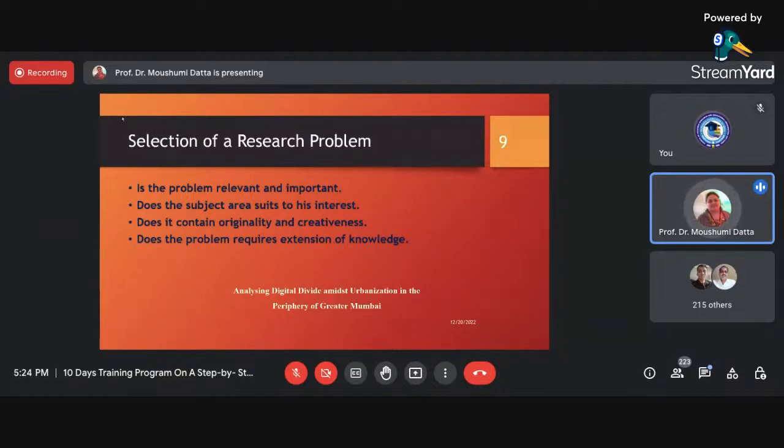So what is my problem? My problem is digital divide. Between whom? Between the urban areas and the poor rural areas. Where? In Greater Mumbai. So this is the problem I'm dealing with. Whenever you have a problem and you think the problem is very relevant and important, you think that if you deal with this problem, you will be able to find out a solution. It will lead to extension of knowledge. You can definitely close your eyes and take it up as your area of research and identify it as a research problem.